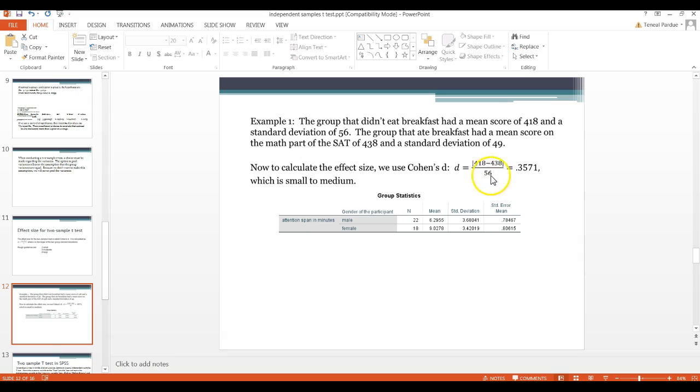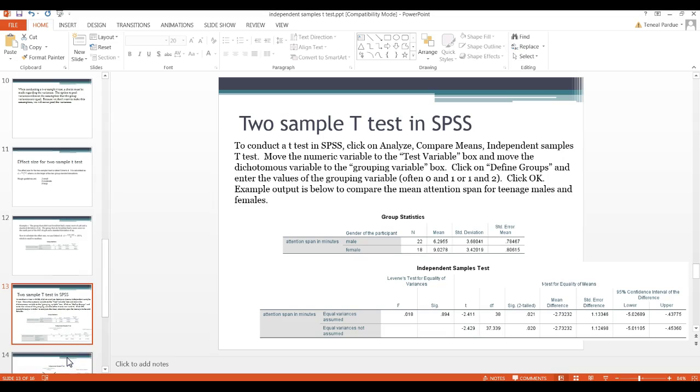Let me tell you why we picked the larger of the two. That's because Cohen said it really doesn't matter which one you pick. But in reality, we're going to get two different numbers if we pick whichever one we pick. By picking the larger one of the two, we're getting the smaller effect size, the more conservative effect size. So if we have a choice between two effect sizes, we're going to pick the one that doesn't overstate our results. Okay, so we're going to be cautious in making conclusions here. So that's why we use the larger of the two standard deviations, so that we get the smaller of the two effect sizes. All right, so that's how to do the effect size.